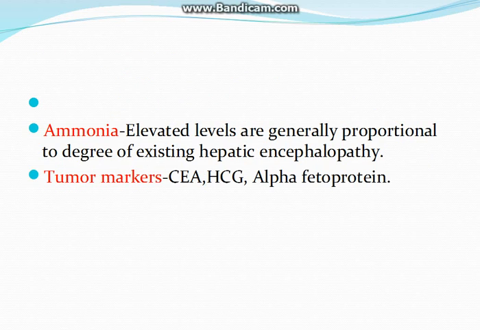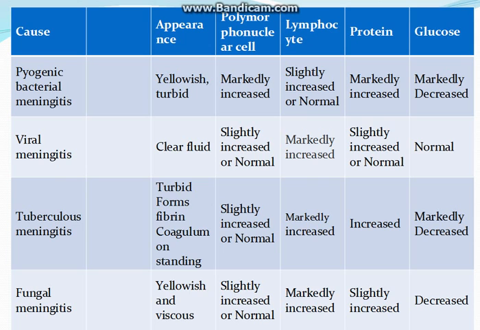Ammonia level is directly proportional to the existing level of hepatic encephalopathy, and we can also check tumor marker levels in CSF. Now, this is to differentiate between various varieties of meningitis. Meningitis, that is inflammation of the meninges, can be of bacterial, viral, tubercular, and fungal varieties. How will we differentiate? The parameters used are the appearance of the CSF, microscopic examination, which includes neutrophils and lymphocytes, and protein and glucose level.